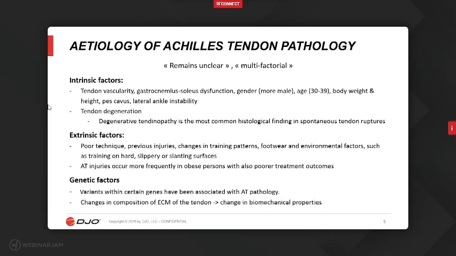And then there are also genetic factors. There are variants within certain genes that have been associated with Achilles tendinopathy, and also changes in the composition of the extracellular matrix of the tendon, which causes changes in the biomechanical properties.